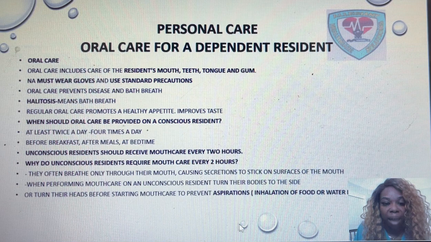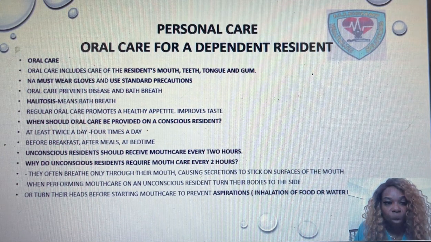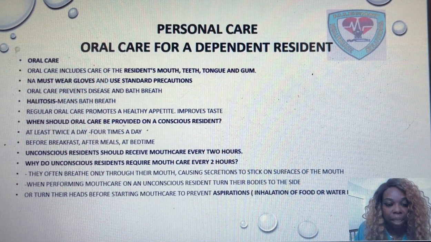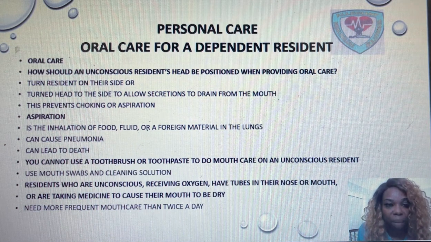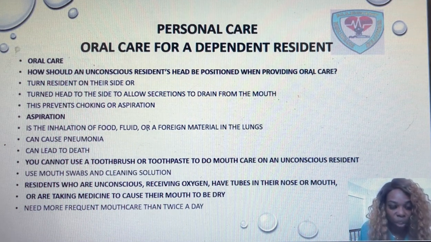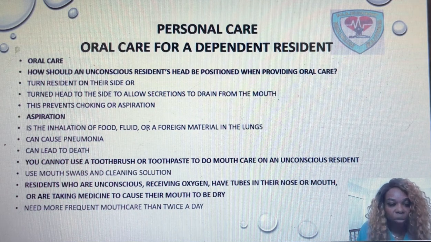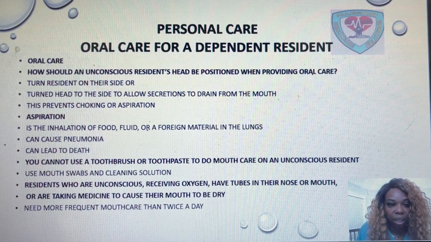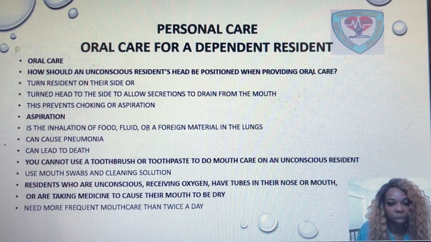Also, when you are providing mouth care for a person that is unconscious, you want to make sure that you are not using a toothbrush or toothpaste. You will need to use a mouth swab and cleaning solution. Once again, this person cannot gargle for you, so you do not want to run the risk of the toothpaste occluding their airway because they cannot gargle and remove it.